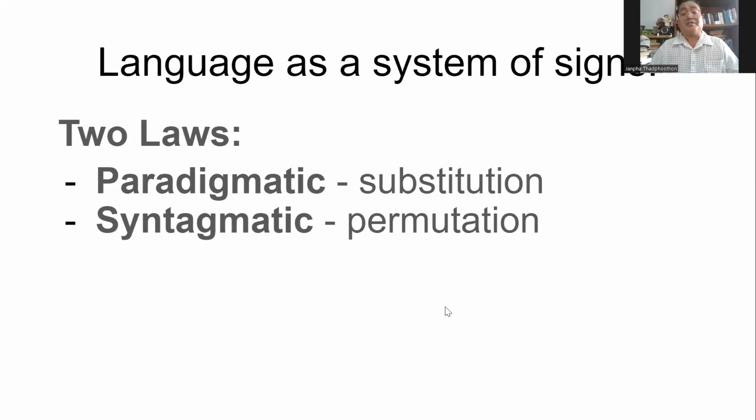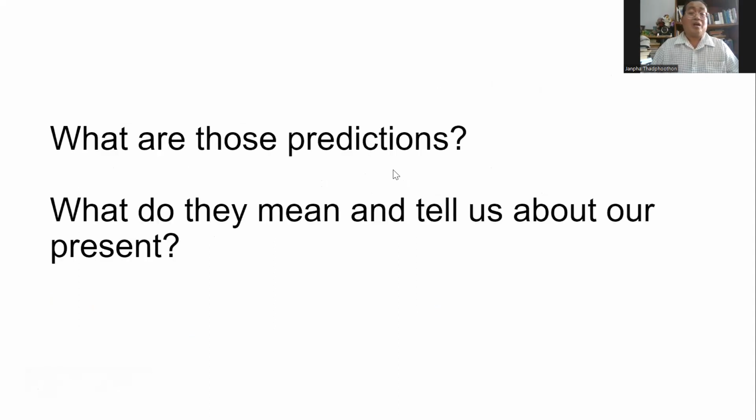And as we know, language is very important because it's a system of signs governed by two laws: the paradigmatic law based on substitution and the syntagmatic law based on commutation. So what are those predictions? This is the first question I would like to know. And what do they mean and tell us about our present?